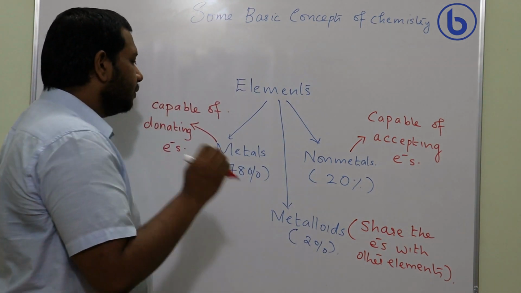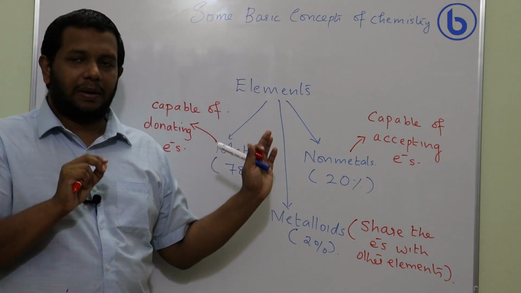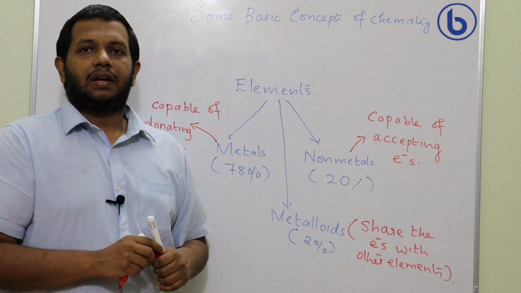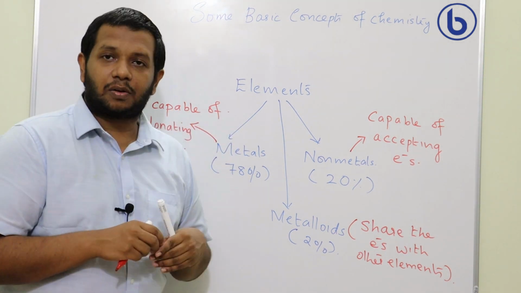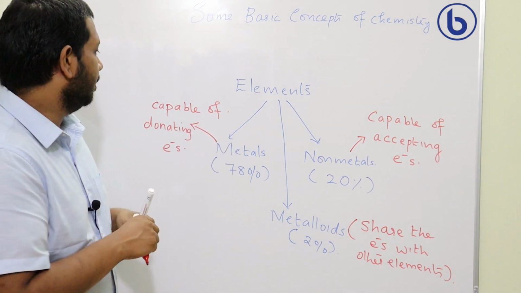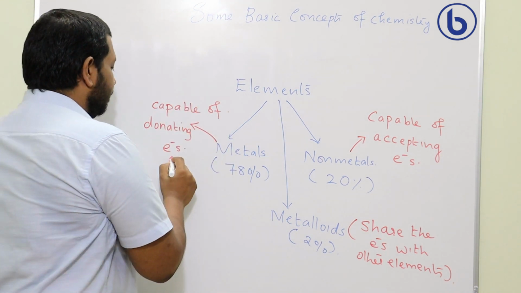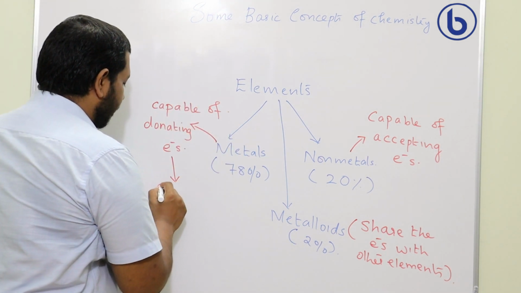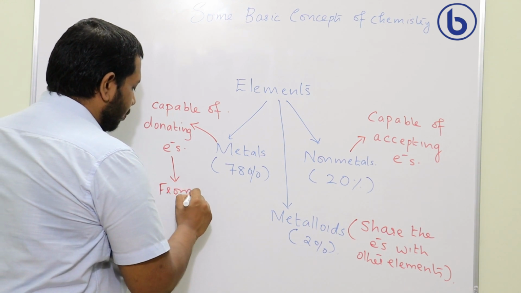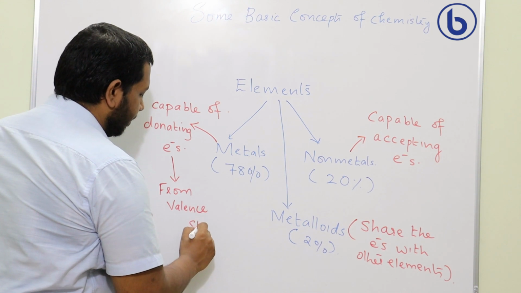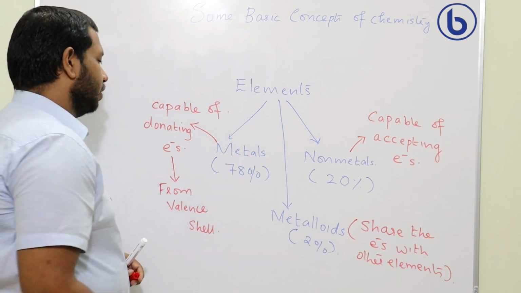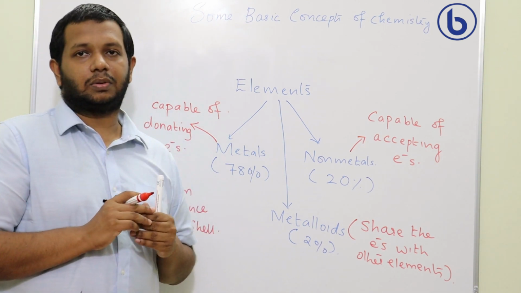Okay, so I hope you got a bare minimal idea. Now we will understand from where these electrons are getting donated, that is very important. So this is getting donated from the valence shell. So a big question is coming here, what is valence shell? We need to answer all these questions.